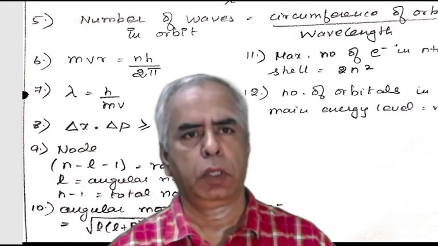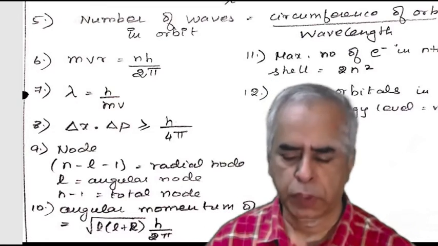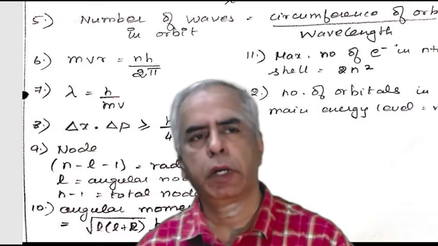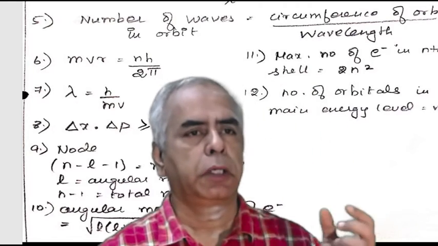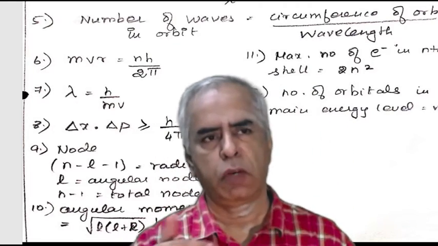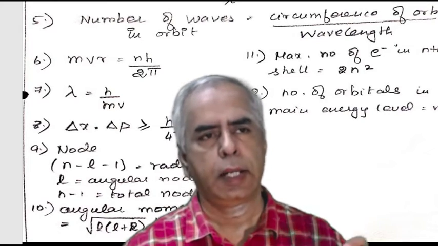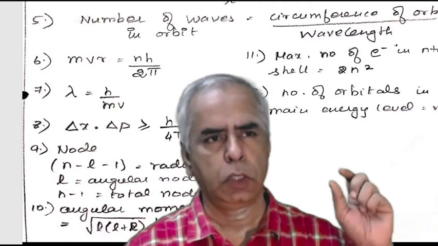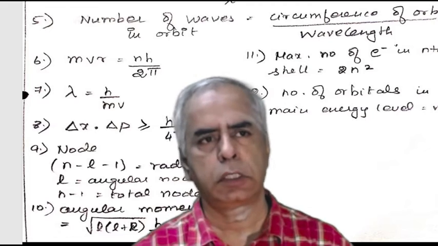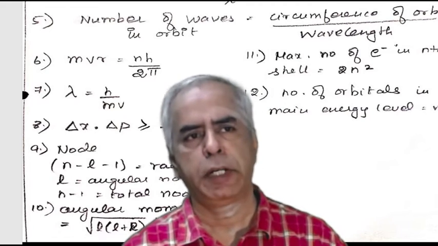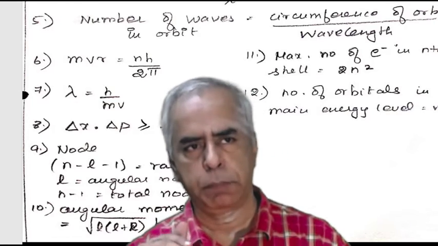Then we should know that lambda is equal to h by mv. This lambda is equal to h by mv. It's a very popular equation by de Broglie. In fact, mv is the term associated with the matter, is it not? Lambda is the term associated with the wavelength. So mv is nothing but the mass into velocity, that is momentum. So you can use this term p also. So lambda is equal to h by p.